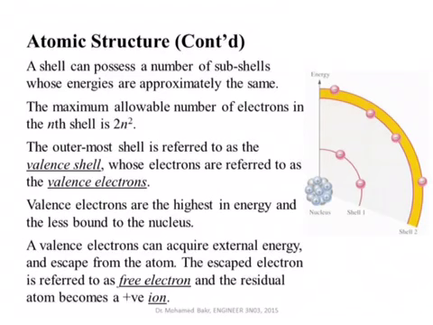For every shell, the Bohr theorem states that for the nth shell, the number of electrons that can exist is 2n squared. So for the first shell, which is the innermost one, you can get two electrons. For the second shell, where n is equal to 2, you get 8 electrons, and so on. The electrons in the outermost shell are called the valence electrons, and this shell is called the valence shell.